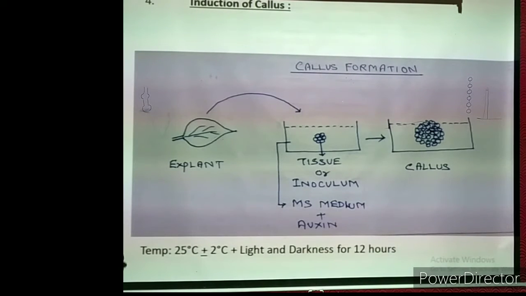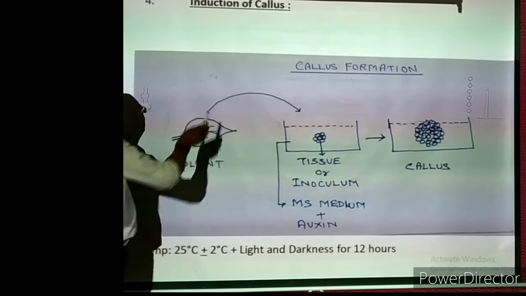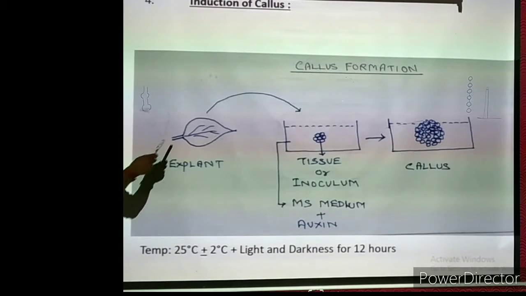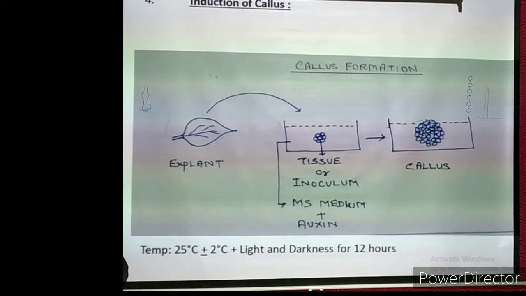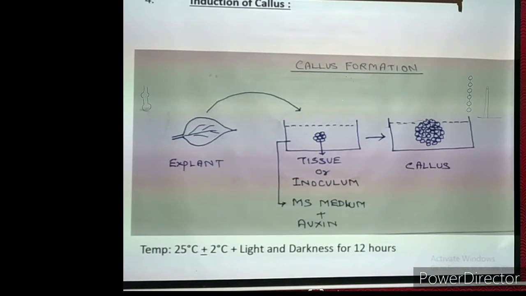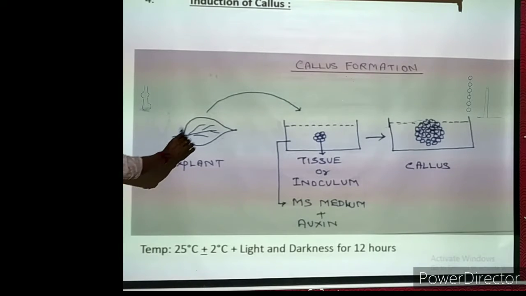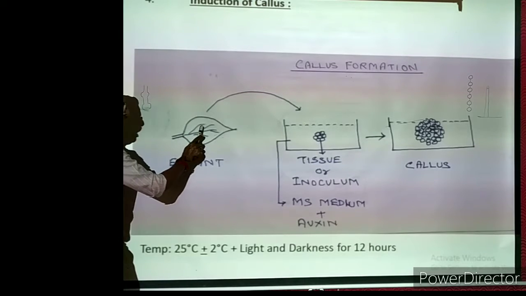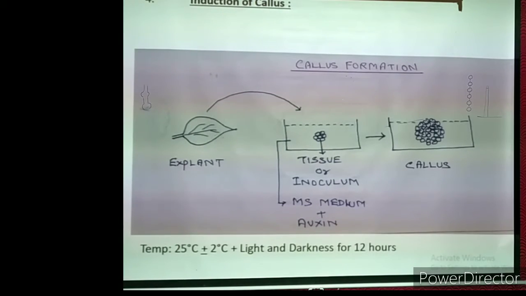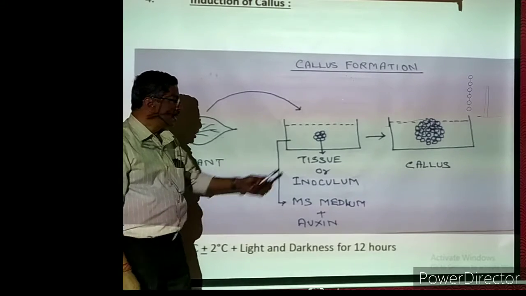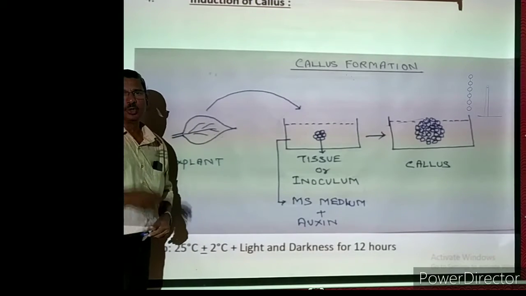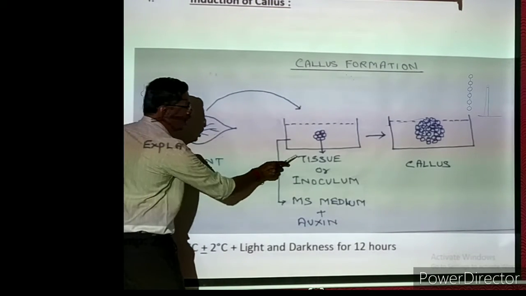Okay, now everything is ready. Now we have to see how the induction of callus occurs, how the callus is developed. Now this is the explant, one small leaf taken from the plant. Now the explant is sterilized very well. That means it is washed with tap water, then mercuric chloride, so many things. It is completely cleared. Now it does not have any microorganism. So from the leaf, we have to take a group of cells. The group of cells we can call as what? Tissue. Once you isolate the group of cells, it is also called the inoculum. The group of cells we can call inoculum, tissue or inoculum.